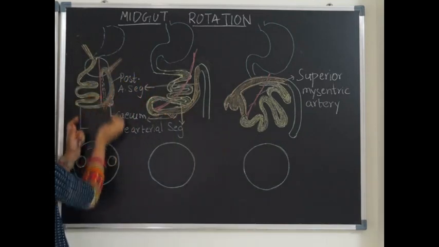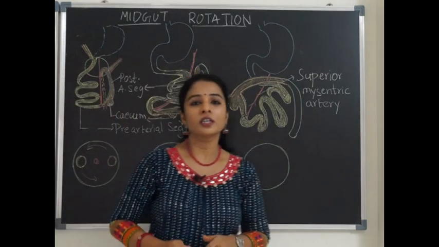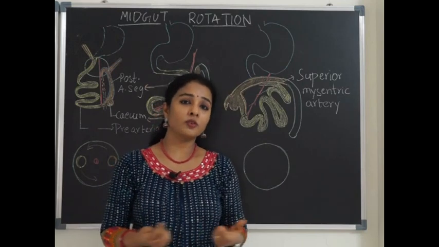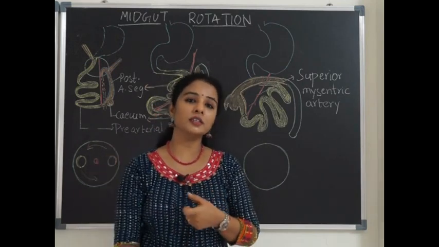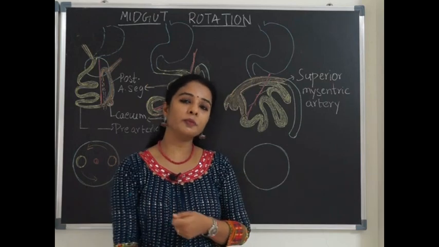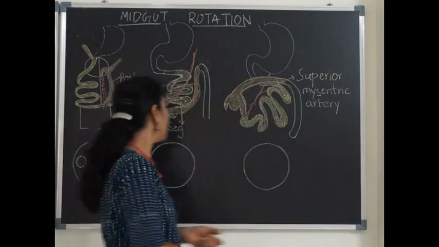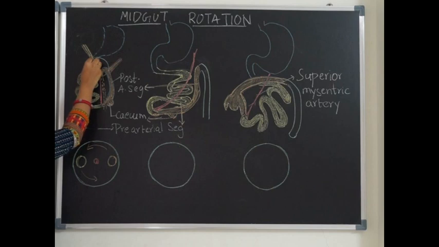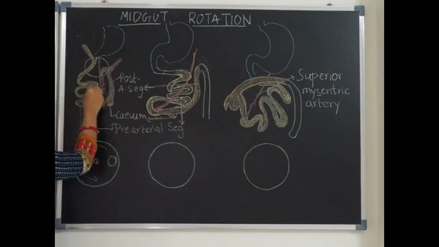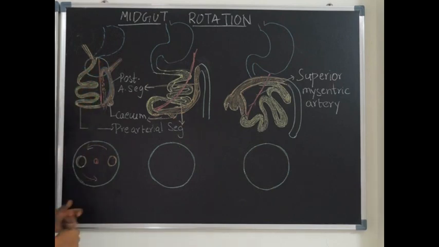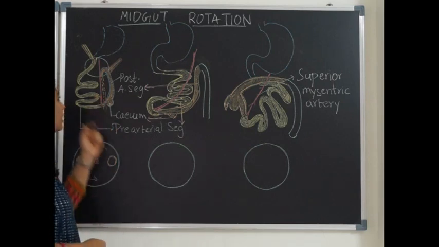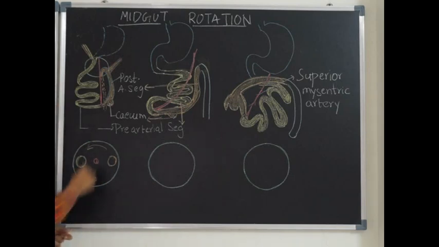The first rotation of 90 degrees happens because the right lobe of the liver grows down enormously and compresses the pre-arterial segment. It pushes the pre-arterial segment down. Because of that, this rotation happens in an anti-clockwise direction. The distal part of the duodenum, the coils of the jejunum and the proximal part of the ileum, except the terminal part, the whole small intestine develops from the pre-arterial segment.